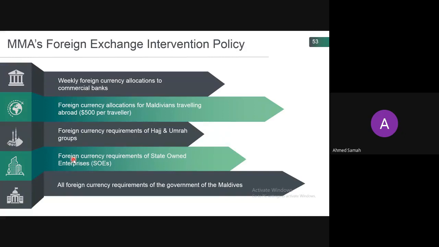you guys might remember that in late 2016 and 2017 there was a huge rise in the parallel market exchange rate as the rufiyaa depreciated. Then in our analysis we found that government projects and state-owned enterprises like HTC, MTCC and telco were buying dollars from the parallel market, and because of the high demand, the rate rose. So we decided to pull them out of the parallel market, and MMA provides their dollars. We had been providing these requirements.